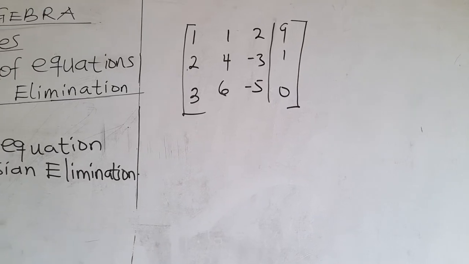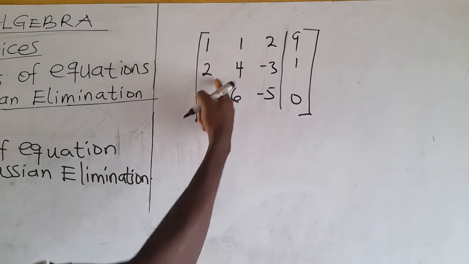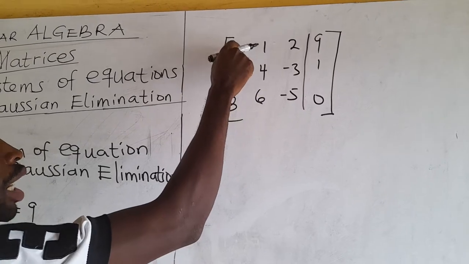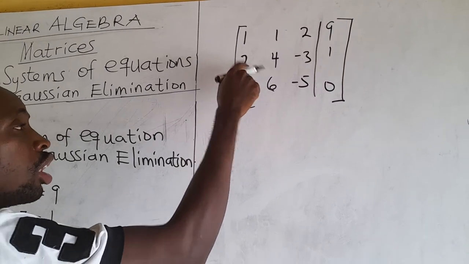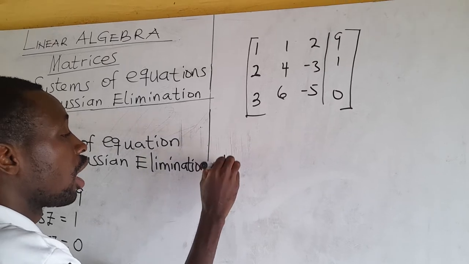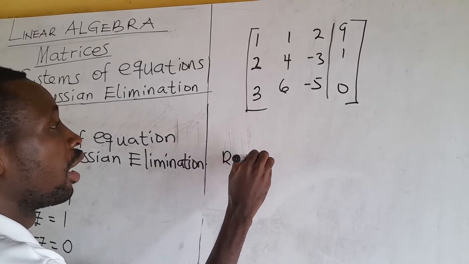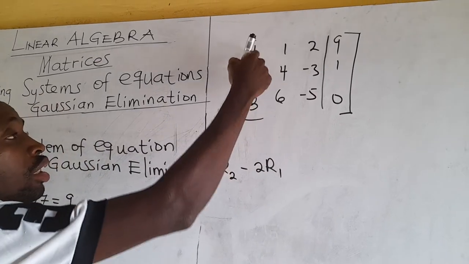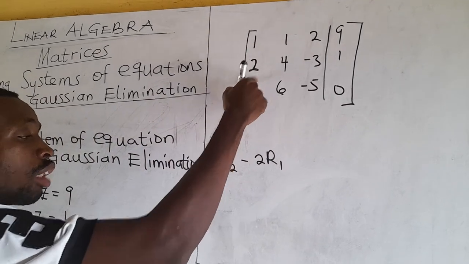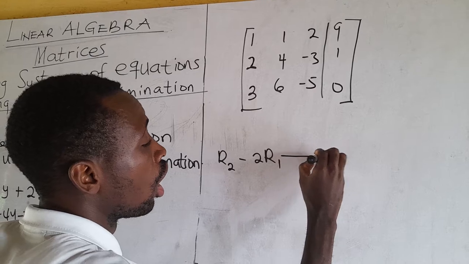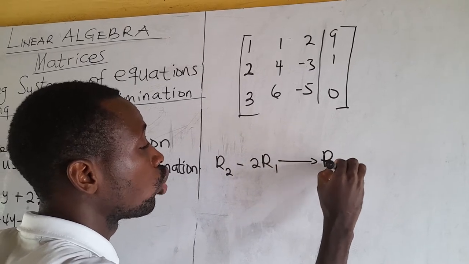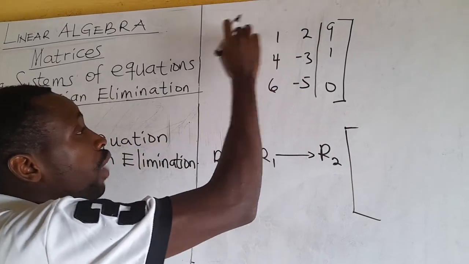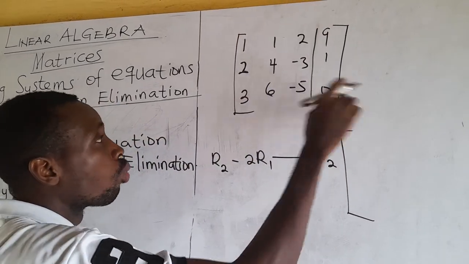So, how do we make this first entry here 0? You can see when we multiply this by 2 and we subtract it from this, it will become 0. So we set R2 minus 2 times R1. So 2 times R1 will become 2. When we subtract it from this 2, we get 0. And it should be substituted into R2. So since it is being substituted into R2, the first column and the third column will not be affected.